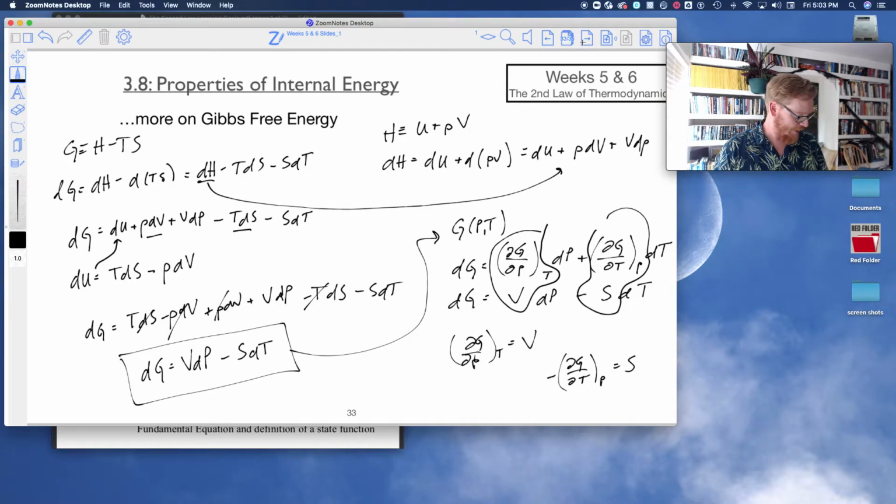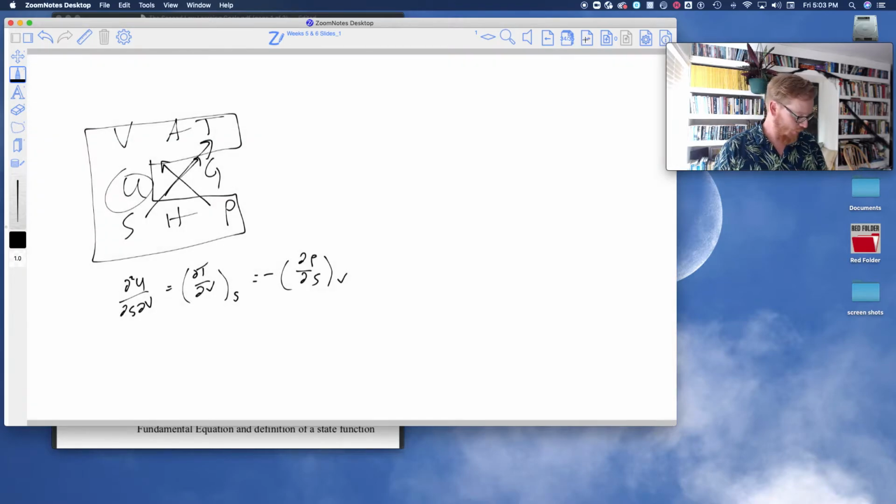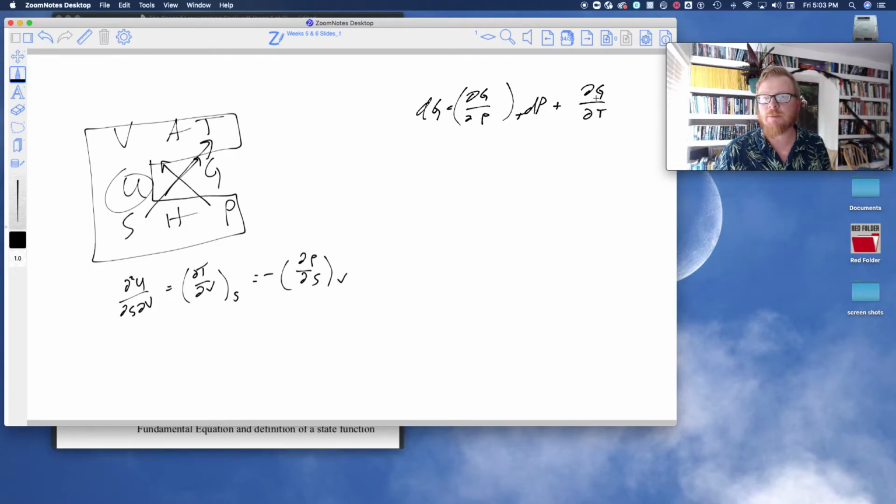I'm sorry, I'm so indecisive today. So how did I do that, okay? Here's how we do that. So we know that dg equals partial of g by the partial of p at constant t dp. My handwriting is also starting to fail horribly. Partial of g by partial of t at constant p dt.